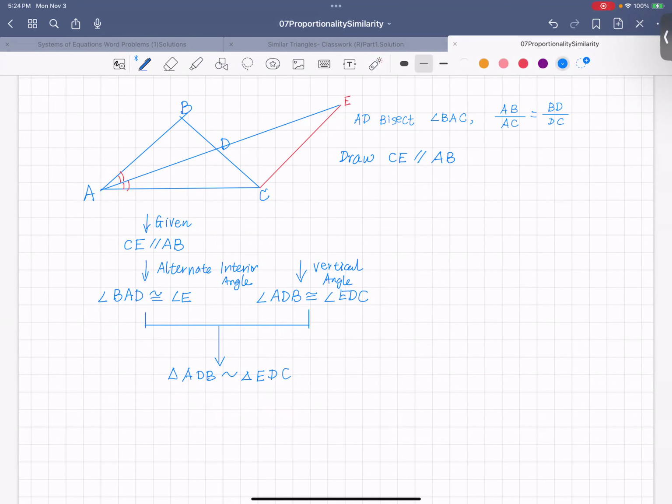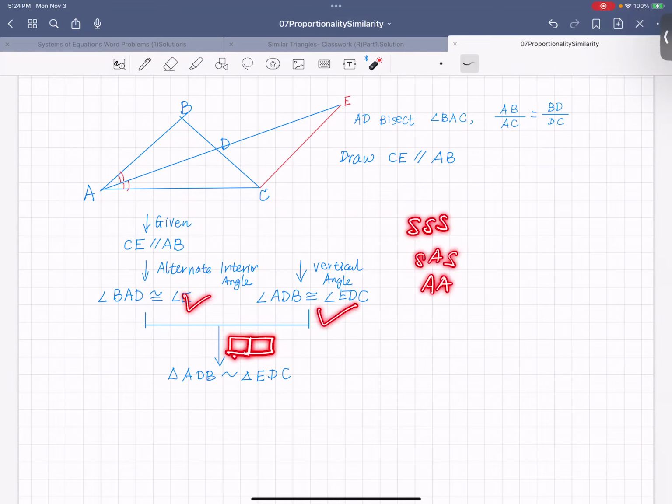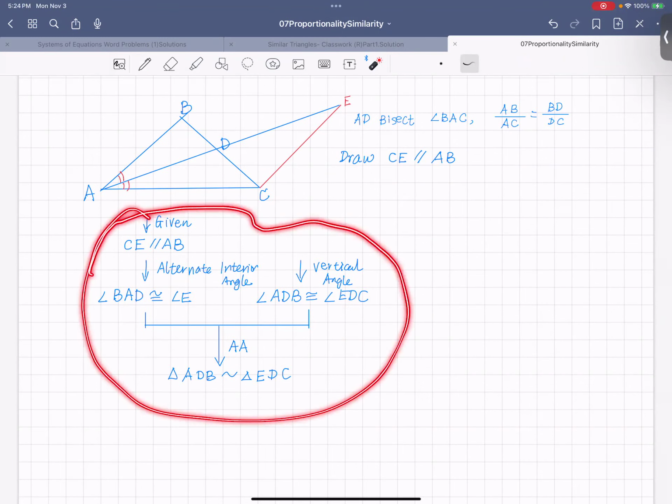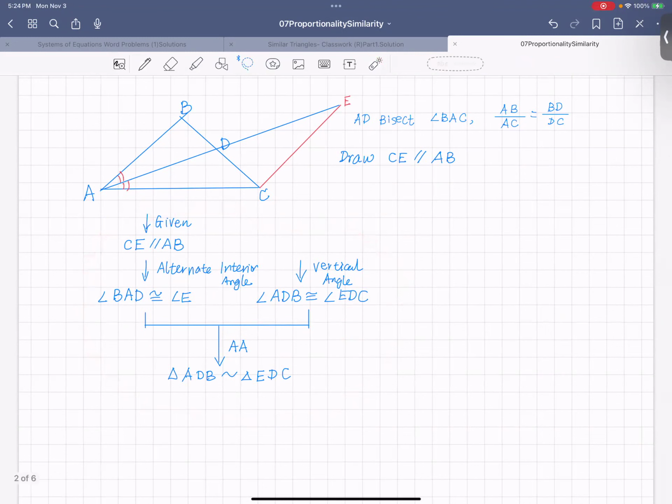Because what? There are 3 theorems: SSS, SAS, AA. Because what? This has to be angle, right? Yes, angle. You understand now? Yes. That is the first part. Next.